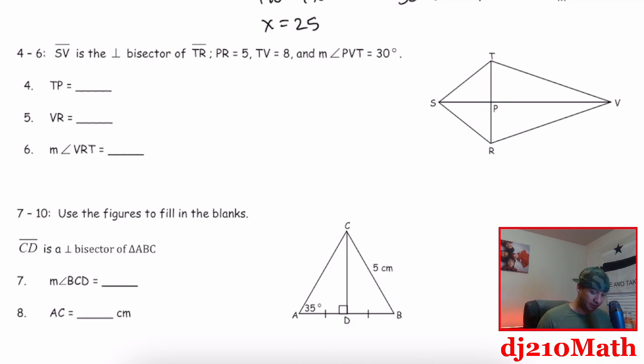SV is the bisector of TR. Okay, so that means that these are equal. That means these are equal. And that means these are equal. The bisector is powerful. If you tell me something's a bisector, then immediately things are going to start being equal. Not only that, but these angles are equal.